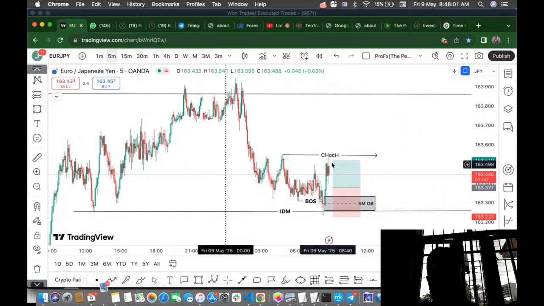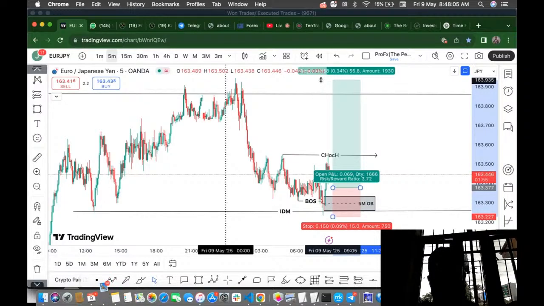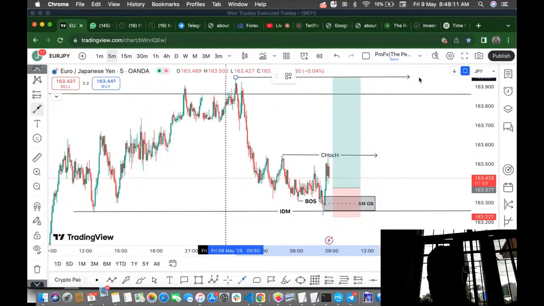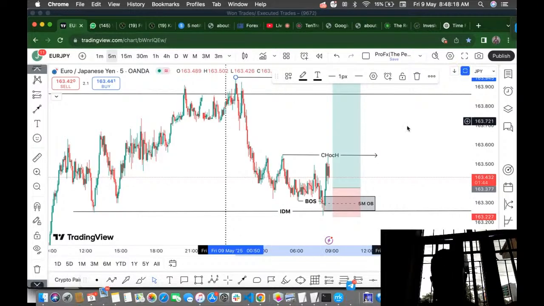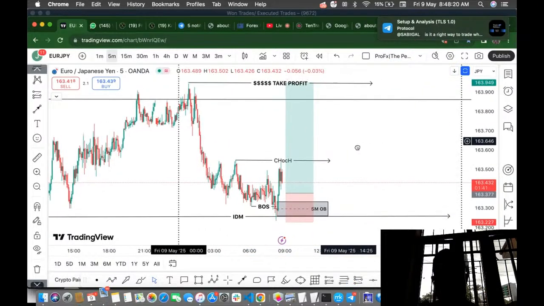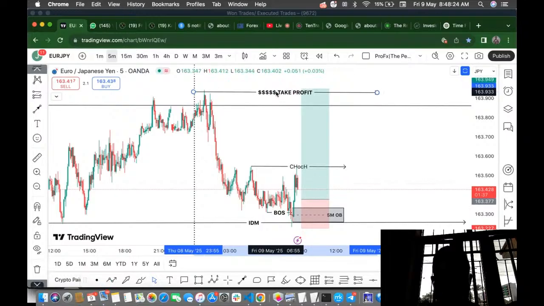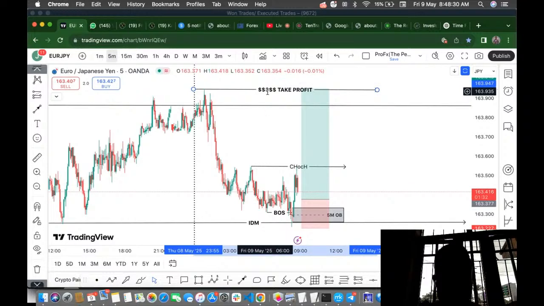So where's my take profit? My first target would be, of course, this high. Then before I target the other one, actually I'll get a 1 to 3 here. So this is not bad. I can get a day trade opportunity here, while the rest I can hold.